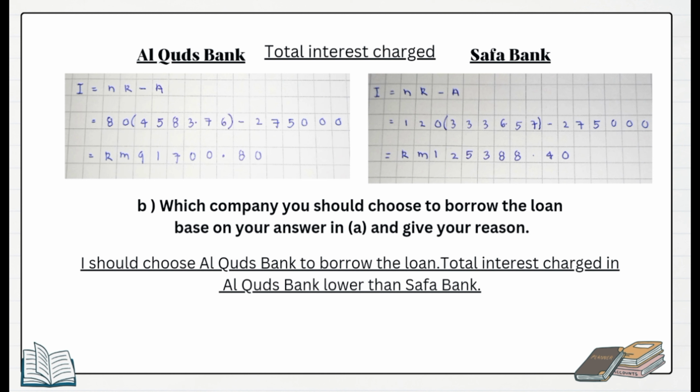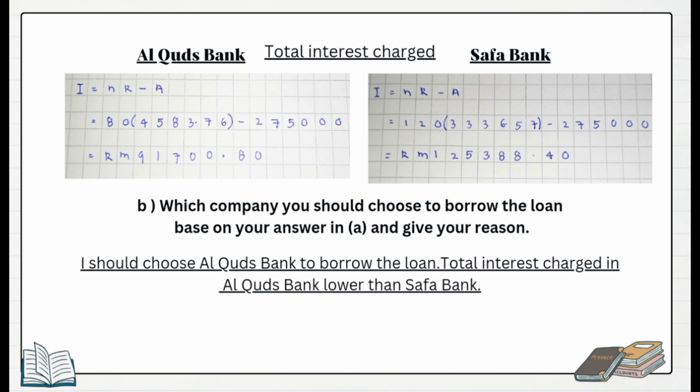We write down the equation for Al-Quds Bank. 80 bracket 4580.76 minus 275,000. Solve the equation, we get RM 91,700.80. For Safa Bank, 120 bracket 3336.57 minus 275,000. Solve the equation, we get RM 125,388.46.